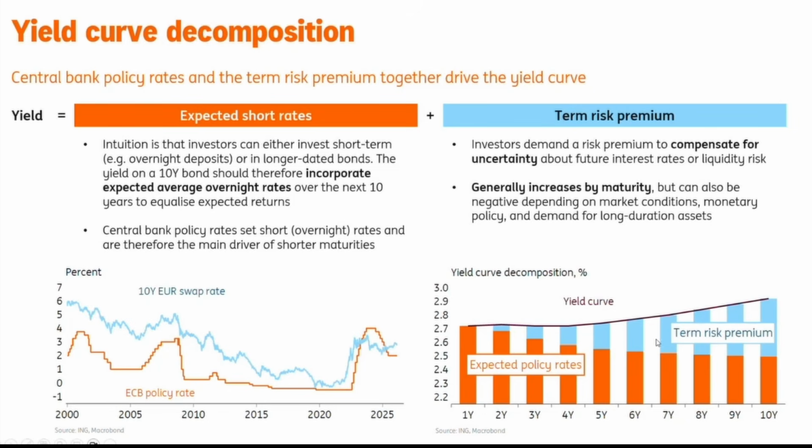And then you have the term risk premium, which is very little for shorter maturities, but tends to increase for longer maturities. So that's an important concept to understand from here. But we're going to practice with this. This is the building blocks for reading the curve further.